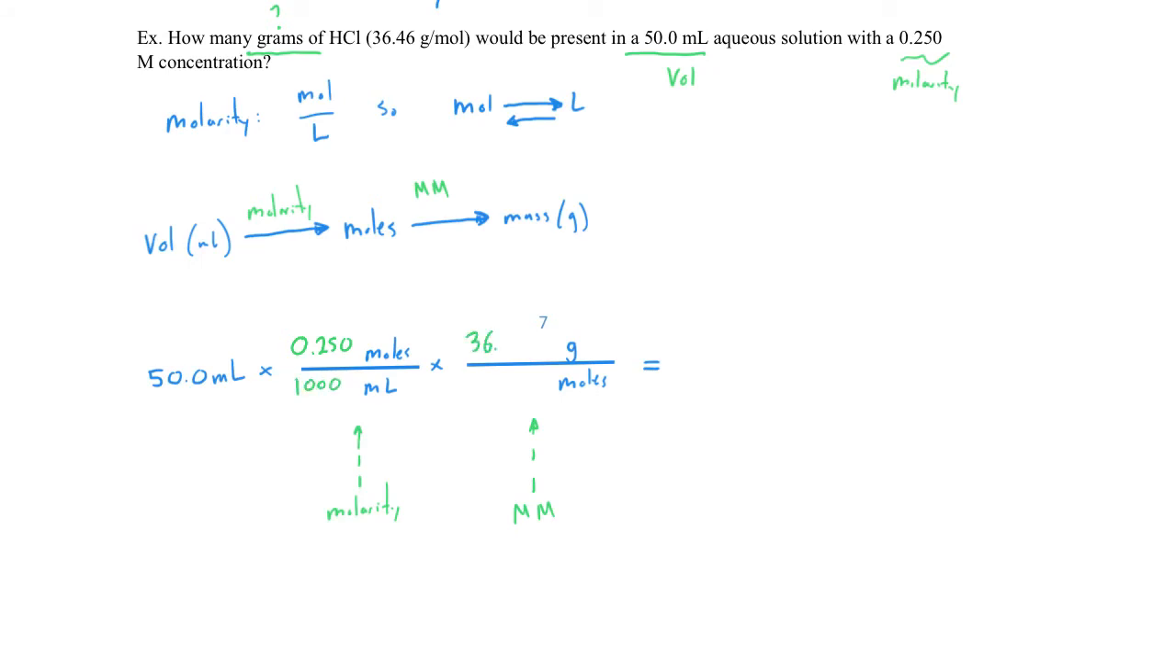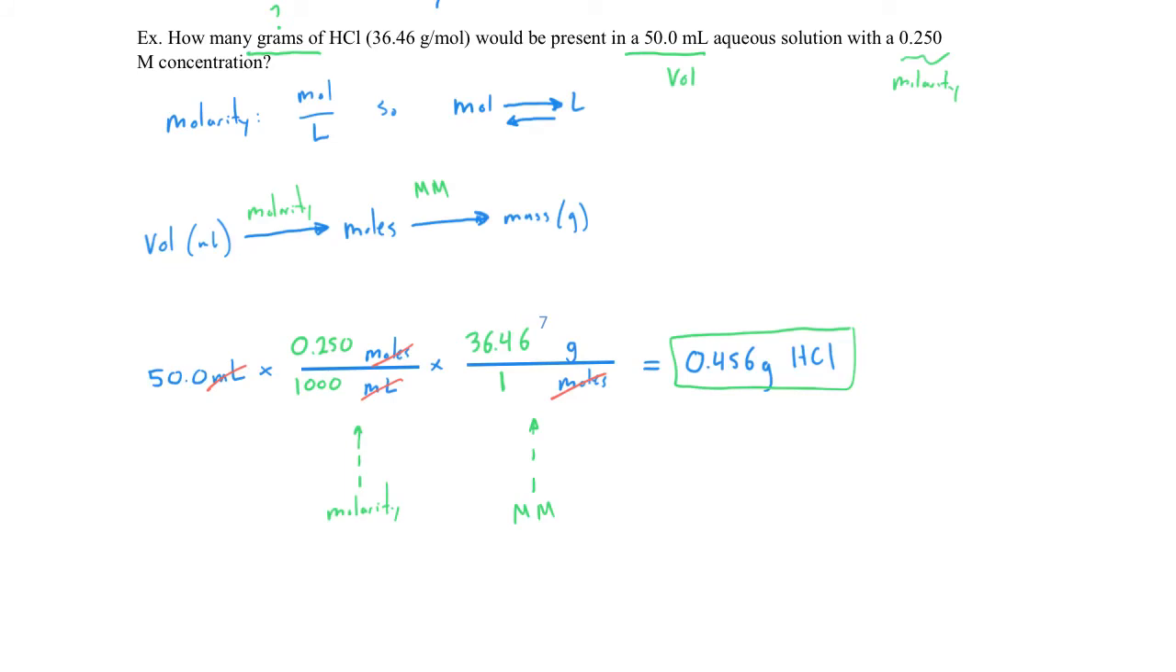So let's plug the values in for each of these conversion factors. We have the molarity is 0.250 moles, and that's per 1,000 milliliters, so those units cancel. Our molar mass is 36.46 grams per mole, so that moles cancels. And then when we plug this into our calculator, we get 0.456 grams of HCl.